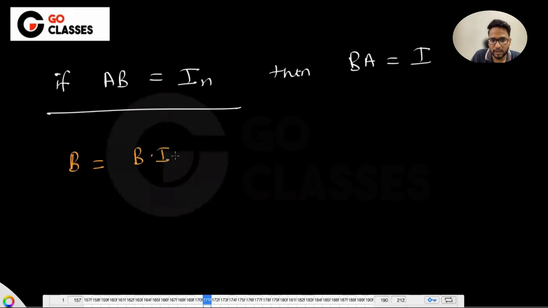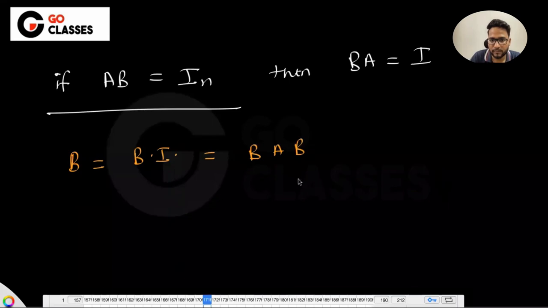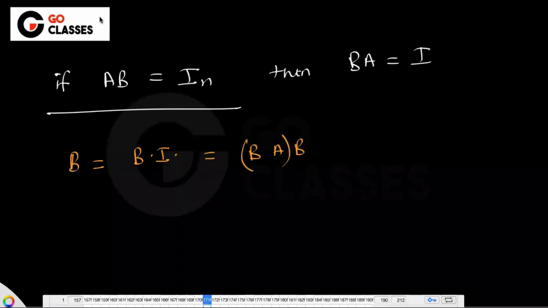Then B into I equals B into A into B. And then this is BA. Do you see any progress from here? That is given that AB is I. And from this, no, that is not okay. I think, yeah, so instead of I, we have put this AB, because AB is I that is given to us, and then you can also say BA.